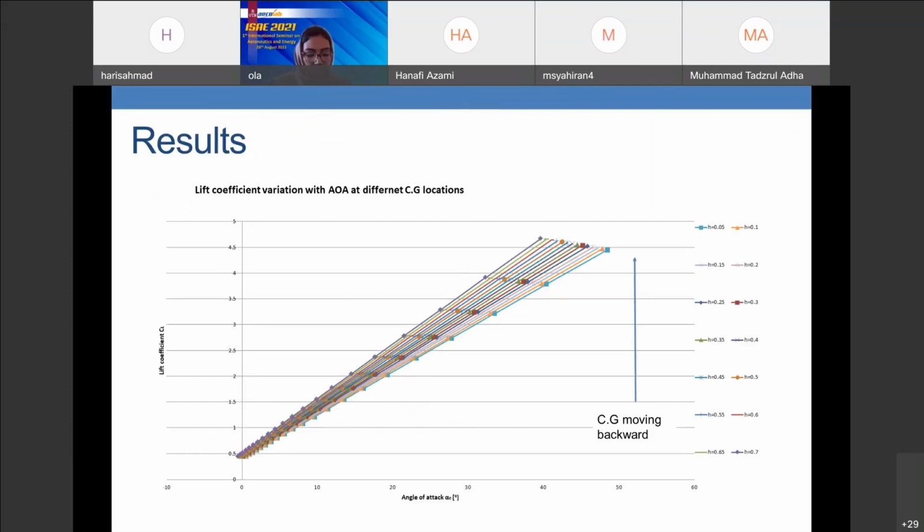These are the results. First, we obtained a lot of graphs, but now I'm presenting the most important ones. The first graph here is the lift coefficient variation with the angle of attack at different center of gravity. As we see, when the CG moves up, the lift curve shifts up and the curve becomes more steep, which tells us that a small increase in the angle of attack causes a bigger increase in the lift.